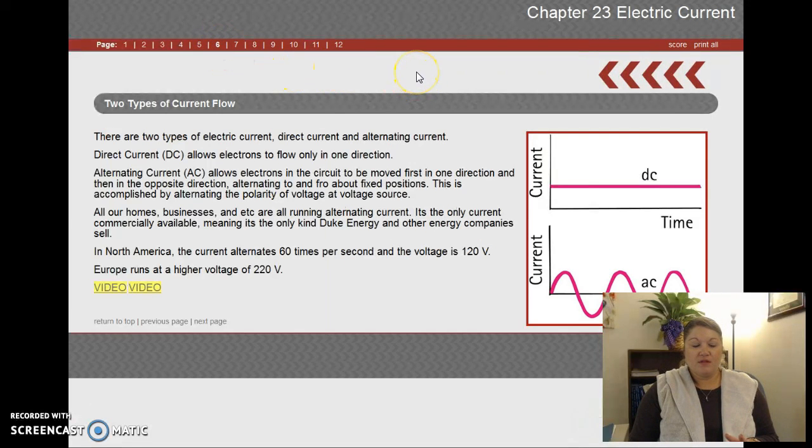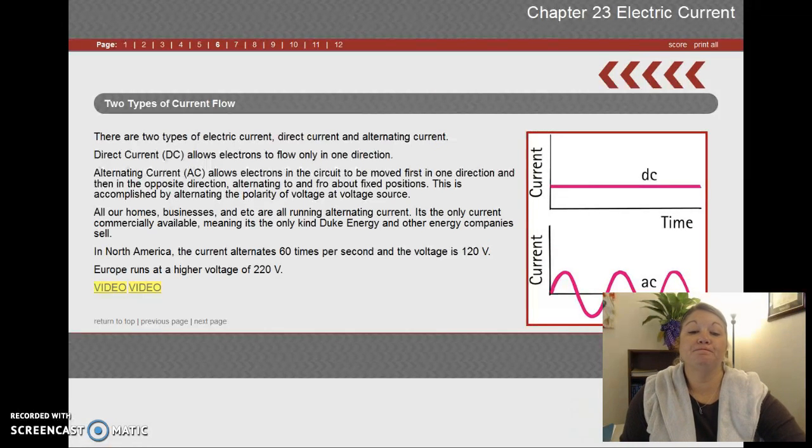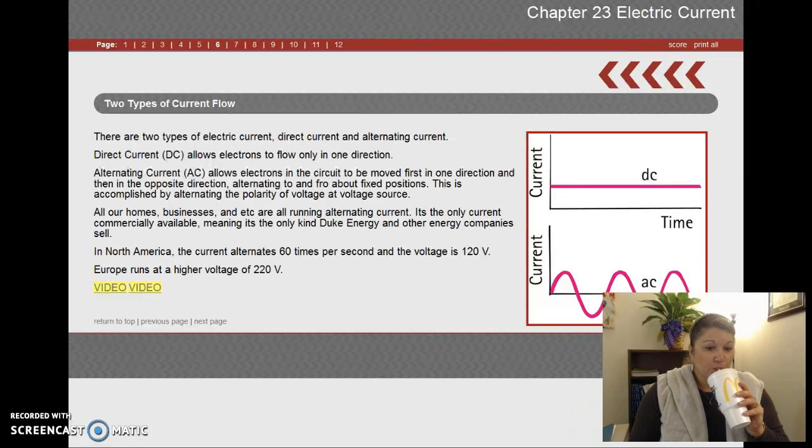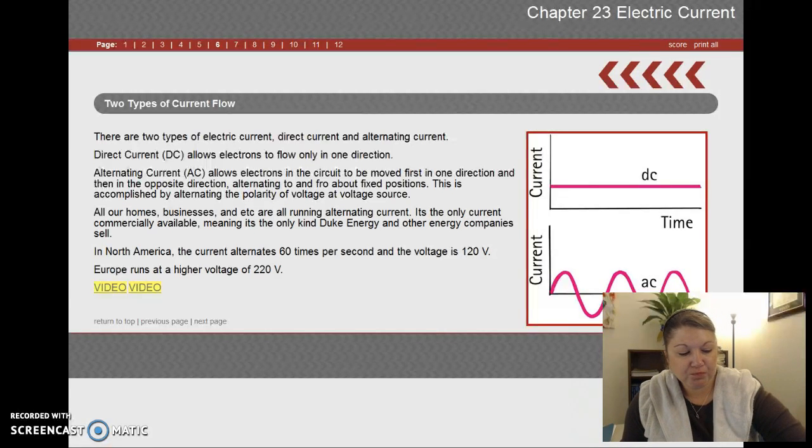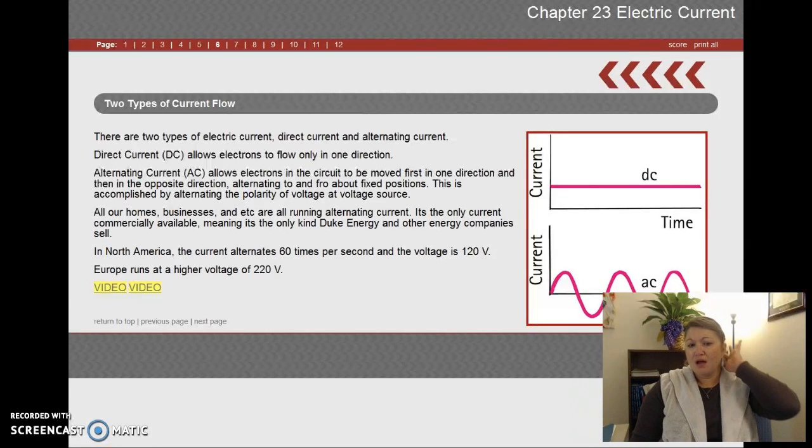Well, we've got two types of current flow, direct and alternating current. Direct current goes in one direction. Alternating current does just like this picture says, and it fluctuates about a fixed position. All of our homes and businesses here in North America run on AC current. And there's a couple of videos there to help you understand that a little bit better.